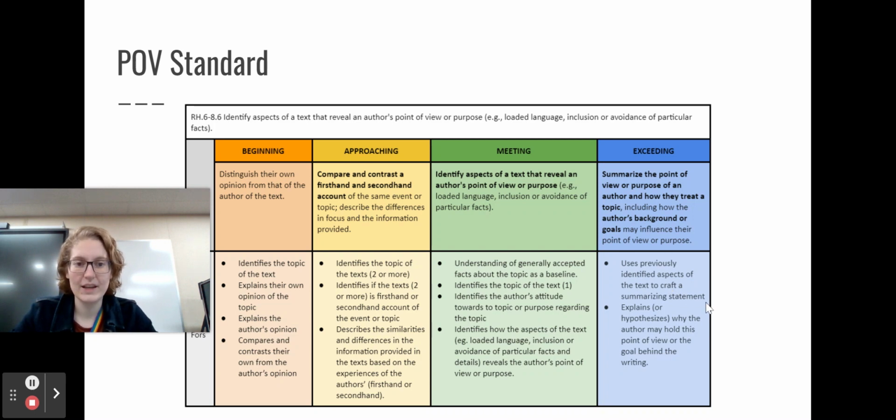And thinking about other previously identified aspects to craft a summarizing statement. So to be totally honest, we might not get through this whole rubric this week. There's a lot in this, and I want to get as much into it as we can, but that might mean that we are really focusing on the first 2 sections of the rubric, and when we get back from break, we're practicing 3 and 4. I don't want to rush this. I learned a lot from our lesson yesterday about thinking about primary versus secondary and figuring out perspective.